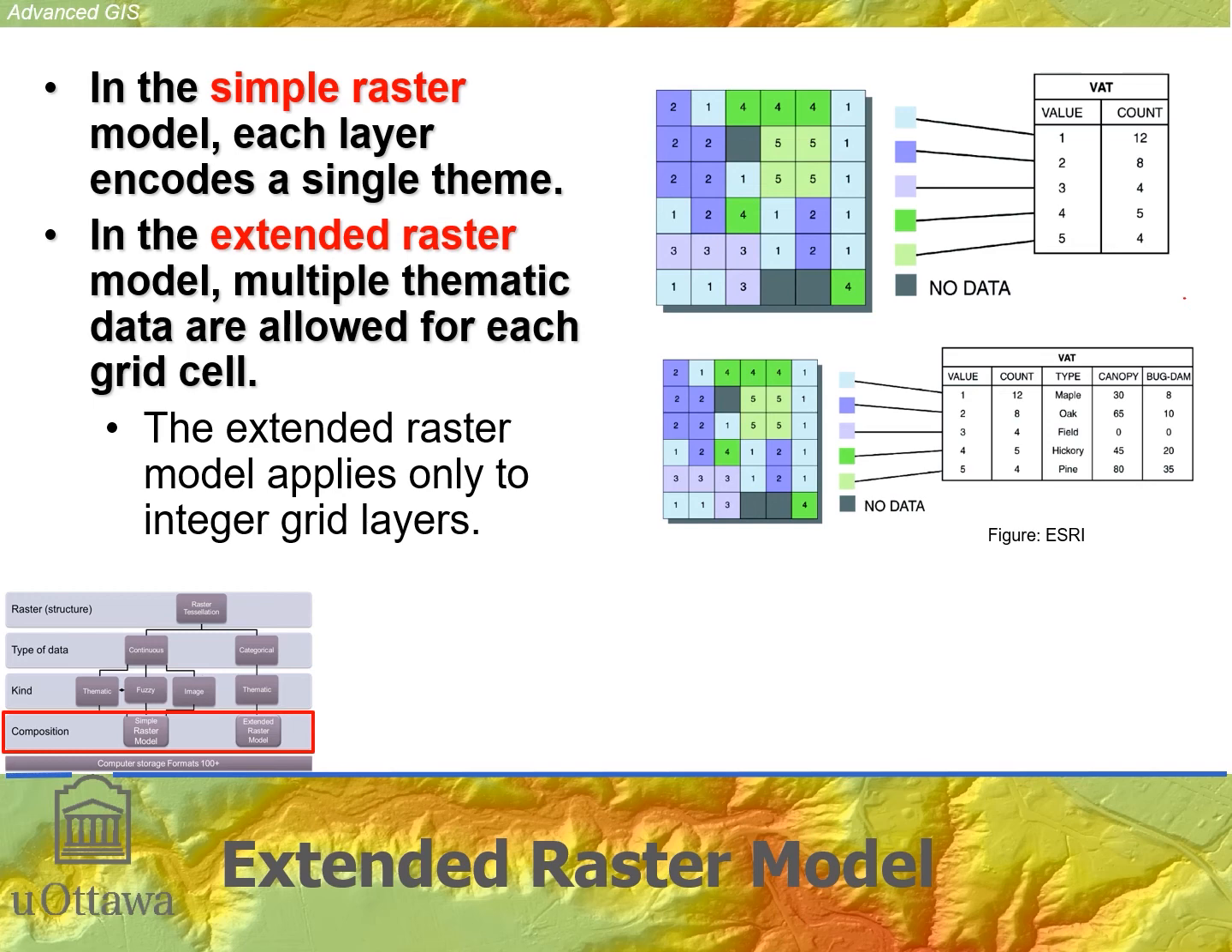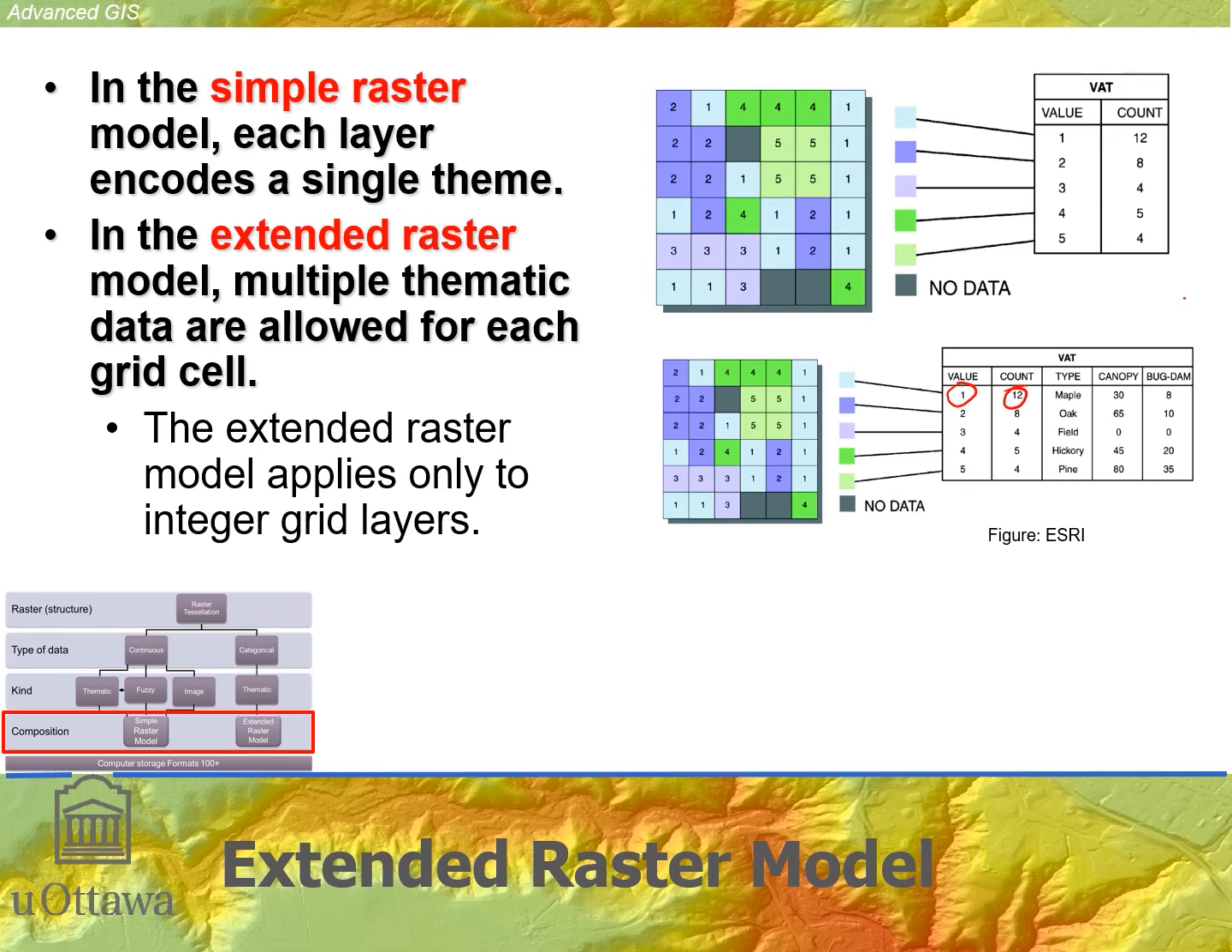So with each value, all cells with a particular value belong to the same zone within the extended raster model. So zones are simply one category. A category is called a zone in the extended raster model. And therefore, for each zone, we can have multiple attributes, such as how many cells are part of that zone.